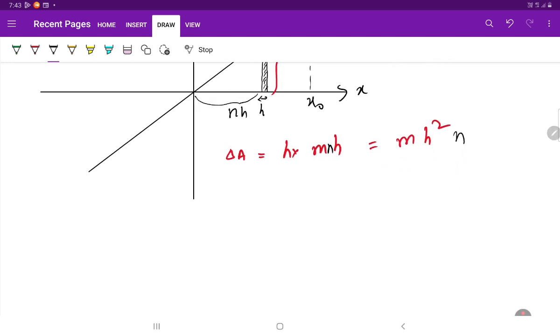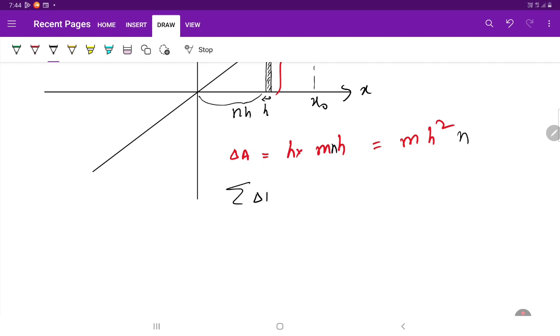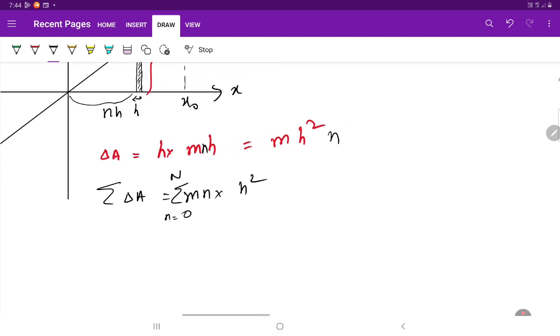If you find the summation of areas, the total area delta A will come out to be mn into h square summation, where summation is done on the n variable from n equals 0 to capital N. So taking the constants out, I'll get m into h square summation of n, that is 0 plus 1 plus 2 plus 3 up to N, which will come out to be capital N into capital N plus 1 by 2.